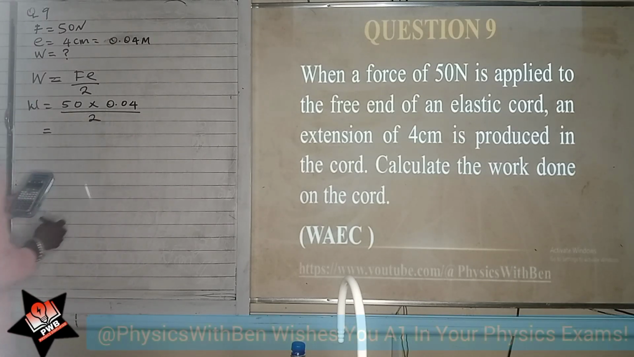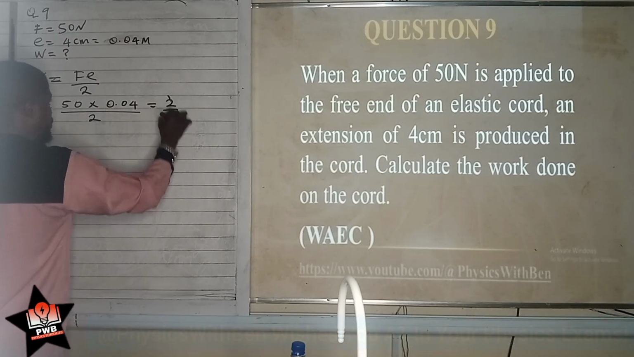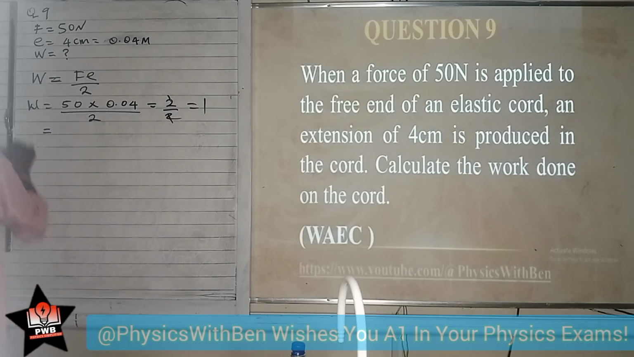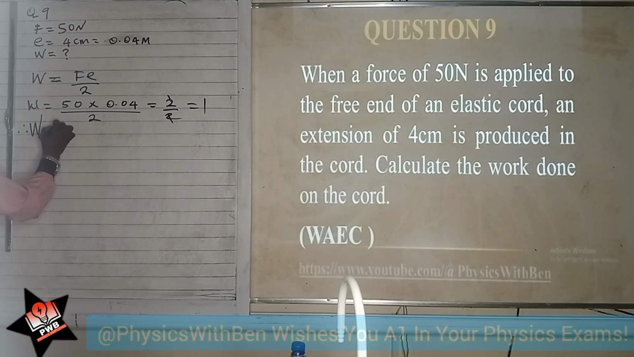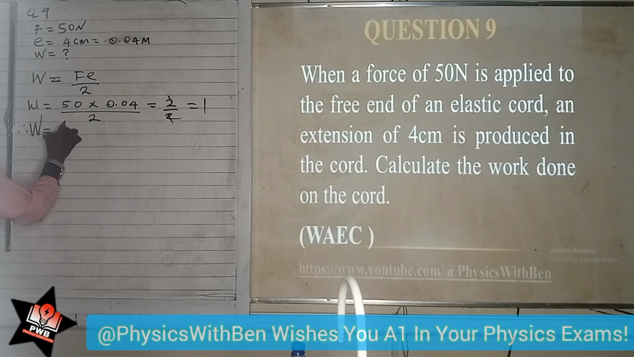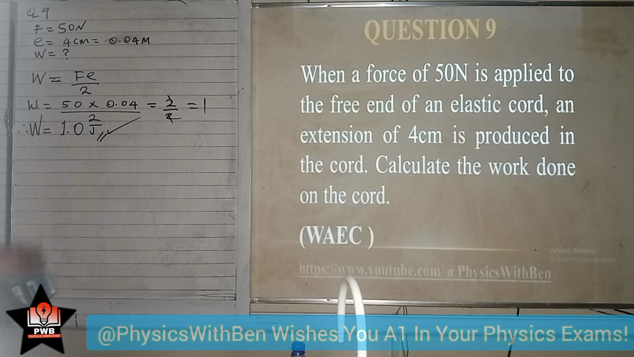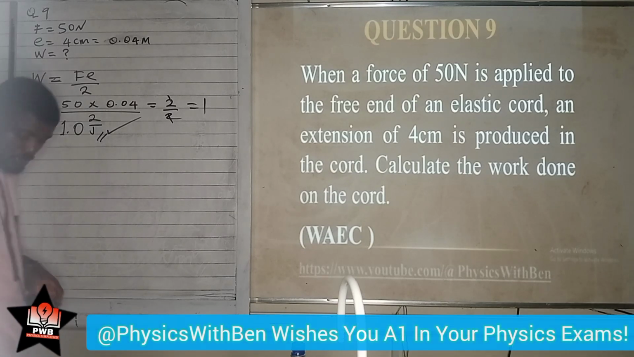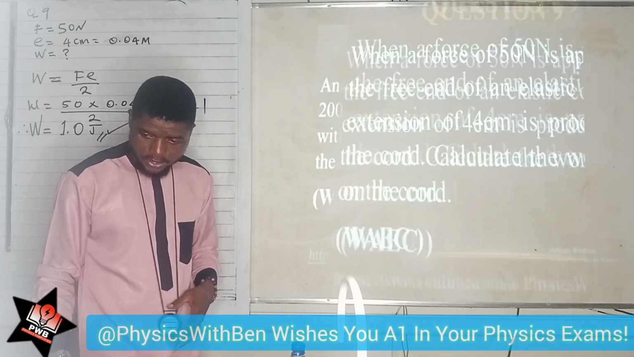We have 50 times 0.04 all over 2, which is 2 over 2, and that gives 1. Therefore, the work done in stretching that spring is 1.0 joules. As simple as A, B, C. We want to look at the next question.